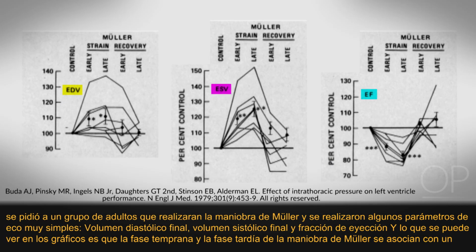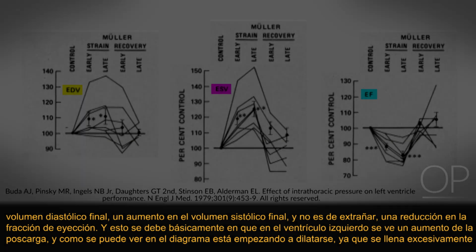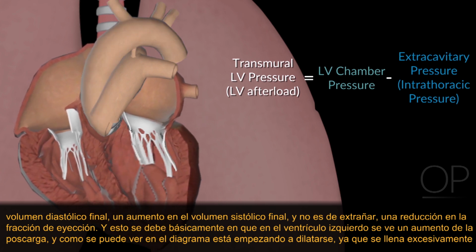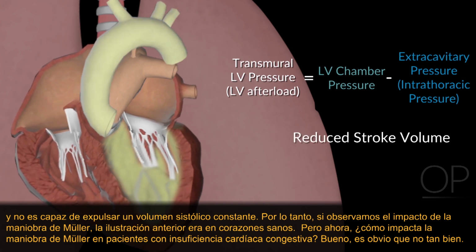And what you can see from the graphs is that a Muller maneuver, early phase and late phase, is associated with an increase in end diastolic volume, an increase in end systolic volume, and not surprisingly, a reduction in ejection fraction. This is basically because the left ventricle is seeing increased afterload, and as you can see in the schematic, it's starting to dilate as it's becoming overfilled and unable to eject a consistent stroke volume.